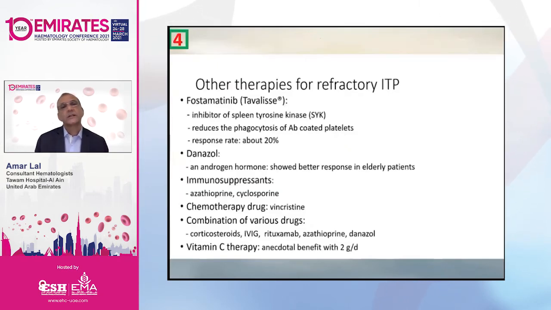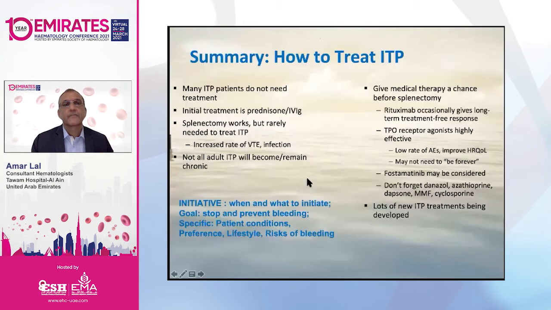So what are the other treatments for those who are refractory to the other medicines? The other is fostamatinib. This is an inhibitor of spleen tyrosine kinase. The response rate is 20%, which is low, because these patients were heavily treated and non-responders to anything. The other is danazol, which is an androgen hormone and also shows a better response in elderly patients, and immunosuppression like azathioprine and all these things.